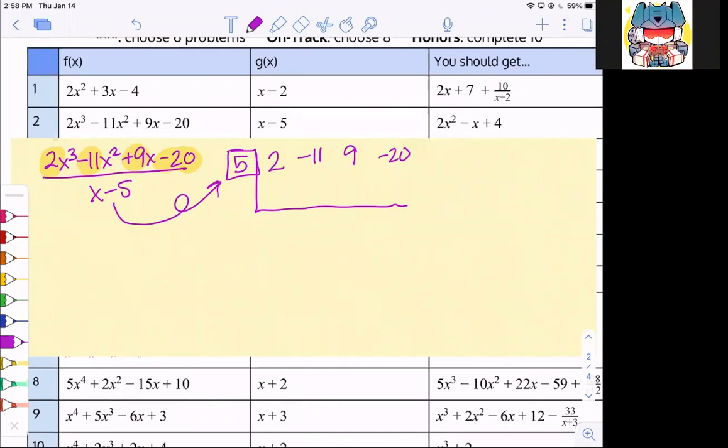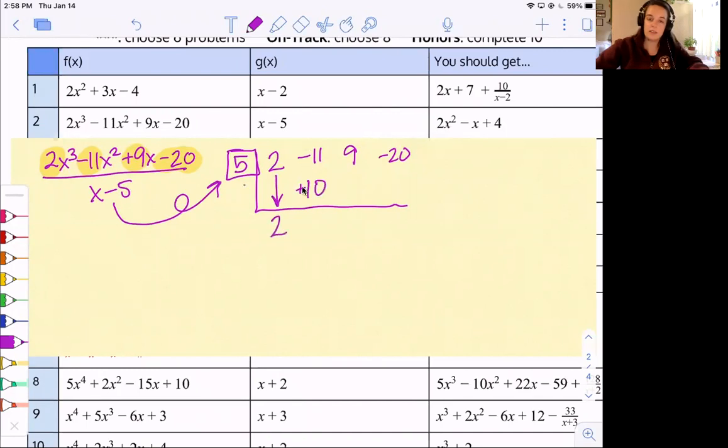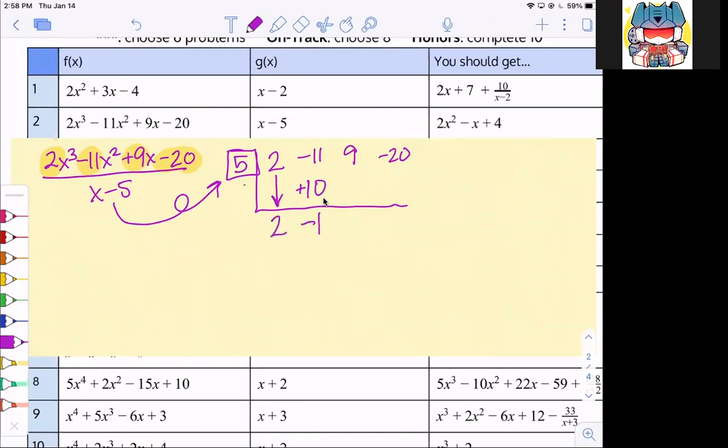Yeah, sure. We bring down the 2, and then we multiply that with the 5, which will give us 10. Okay. -11 plus 10, we're going to add here. Oh, add, yeah, that's right. And then it'll just be -1. We multiply the -1 with the 5, and then we get -5. 9 minus 5 will give us +4. And then 5 times 4 will be 20. And then 20 minus 20 equals 0. Perfect. Thank you, Sebastian.